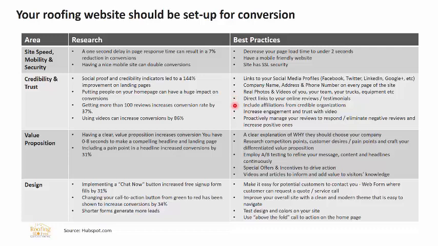Include affiliations from credible organizations, right? National Roofing Association or any other, California Roofing Association, anywhere in your state or national associations, just put those logos, right? Increase engagement and trust with video. If you have a video, even better, right? But this is something you can do. First, you get the other elements right, and video, even better if you have it.